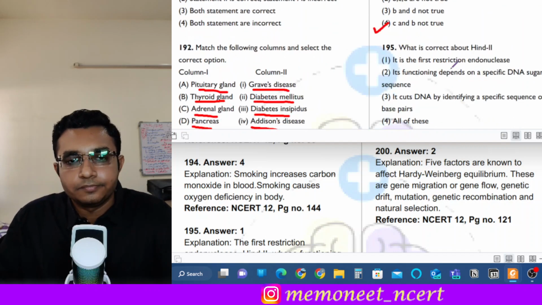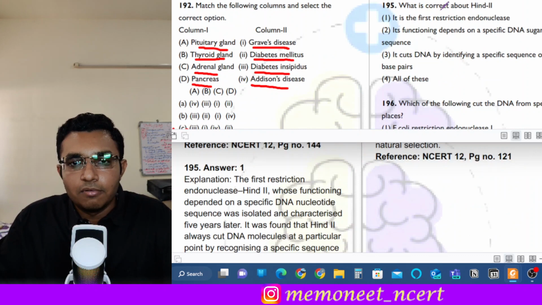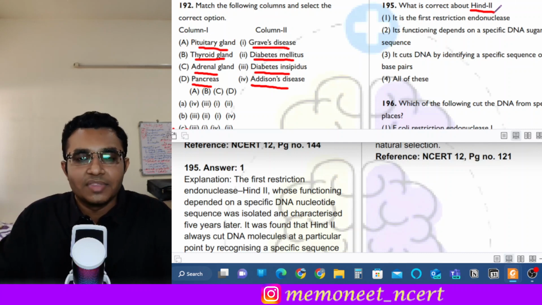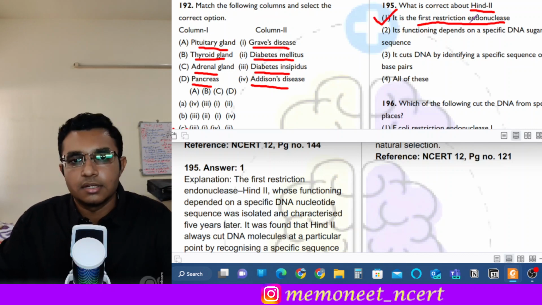Okay, the next question is question 195. What is correct about HIND2? Okay, the HIND2 is a restriction endonuclease enzyme. So what is correct about HIND2? The first is it was the first restriction endonuclease. So this is the correct statement. It is the first restriction endonuclease.